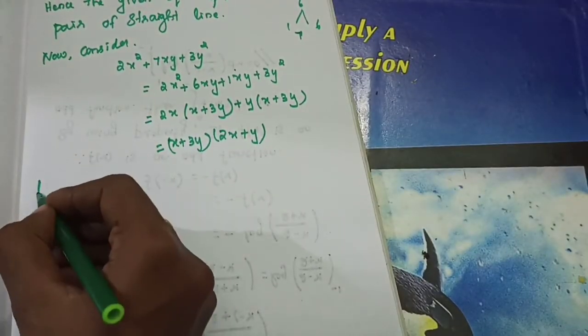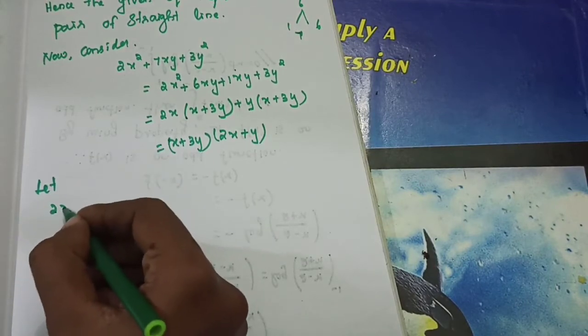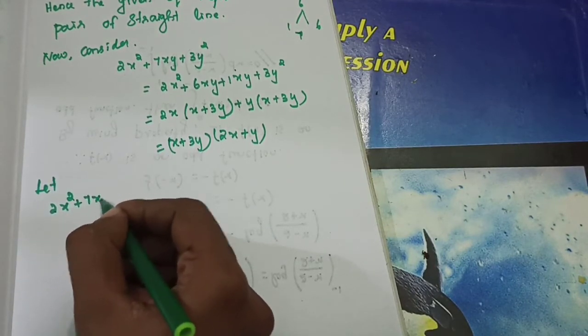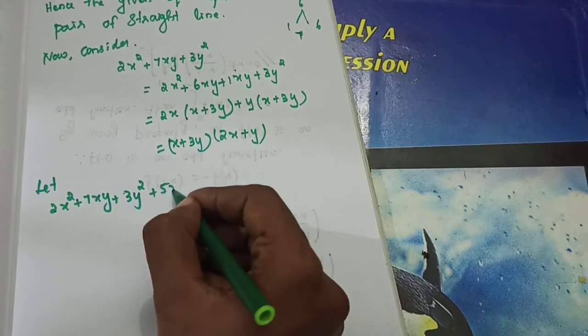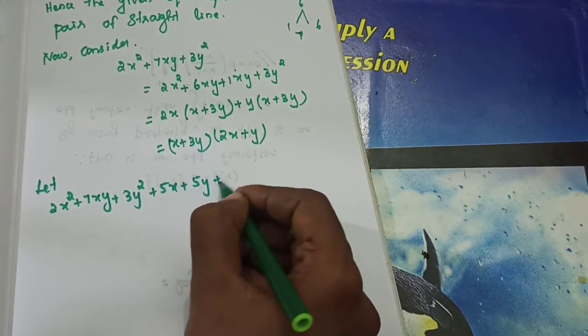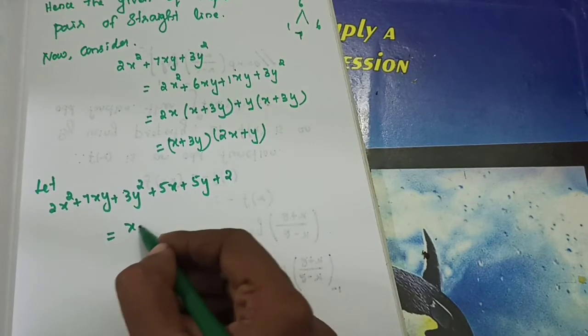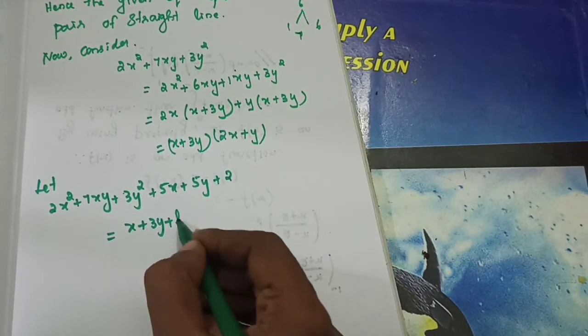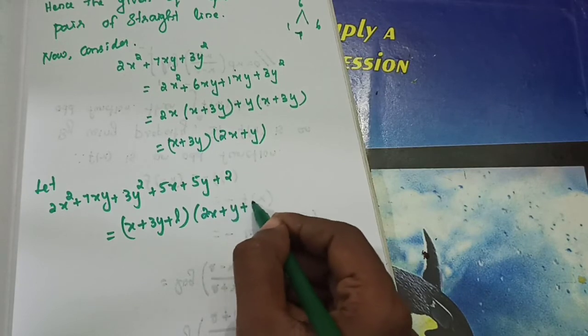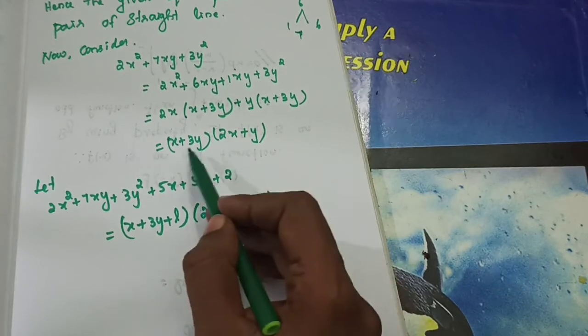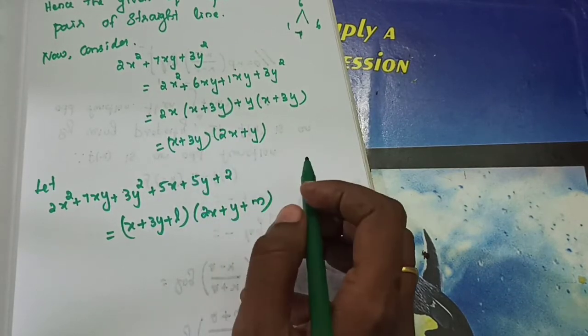Now, how you need to write is: let 2x² + 7xy + 3y² + 5x + 5y + 2 be written as (x + 3y + L)(2x + y + m). Have you understood how I wrote it? I added L to the first factor and m to the second.